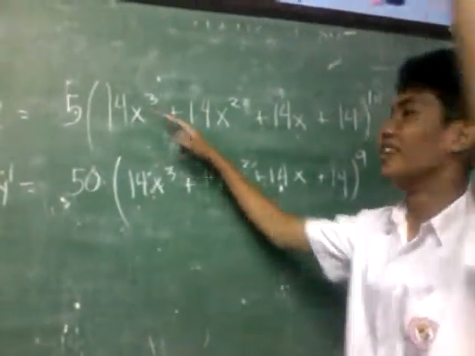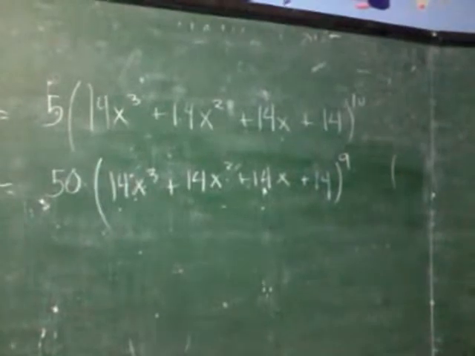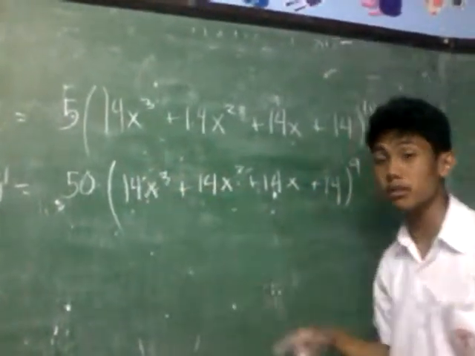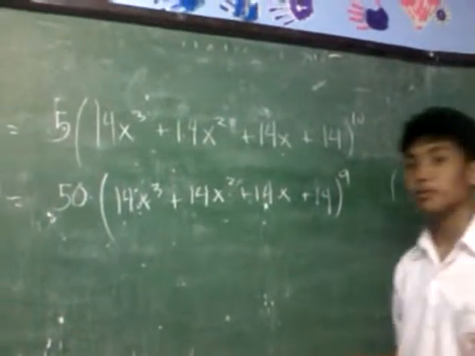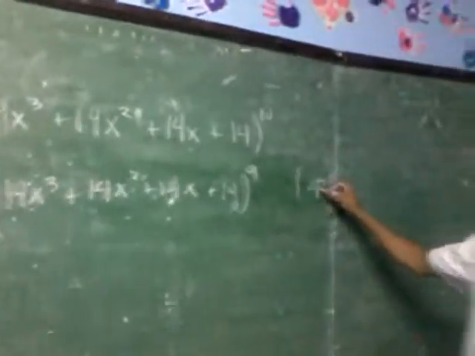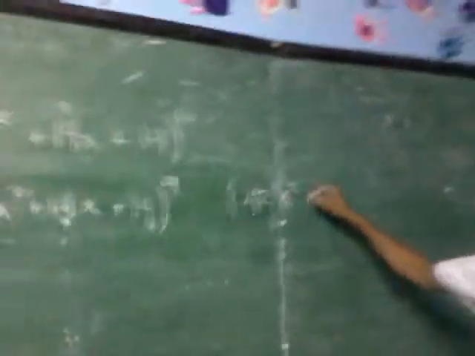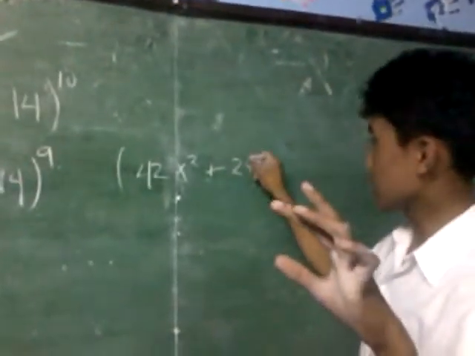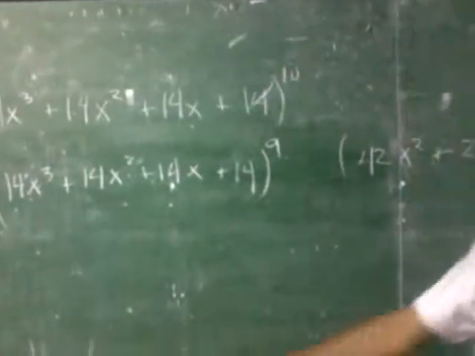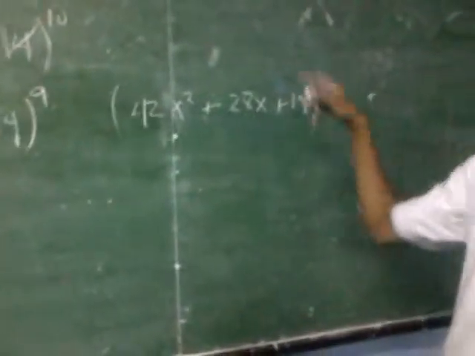So hard. How to find it? 14 multiplied by 3 is 42, so 42x squared, plus 14 multiplied by 2 is 28x, plus 14. This is a constant. That's why it's 0. That is the first derivative.